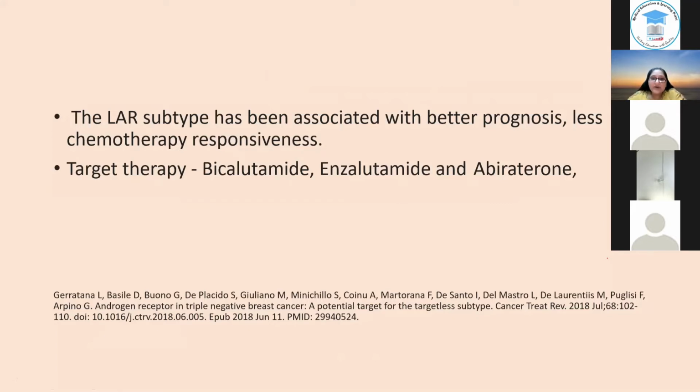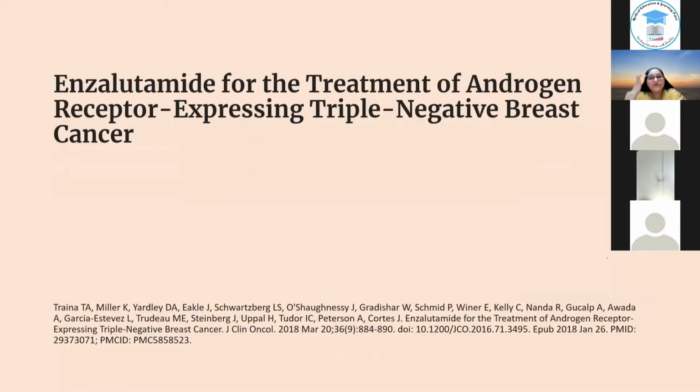Why are we talking about AR? Because we have drugs available: bicalutamide, enzalutamide, and abiraterone. And enzalutamide is a very important drug, which is effective for cancer cells of TNBC which are positive for androgen receptor.